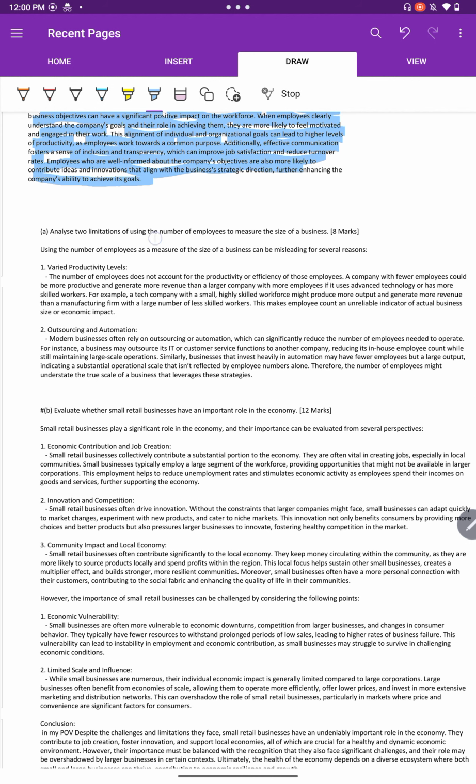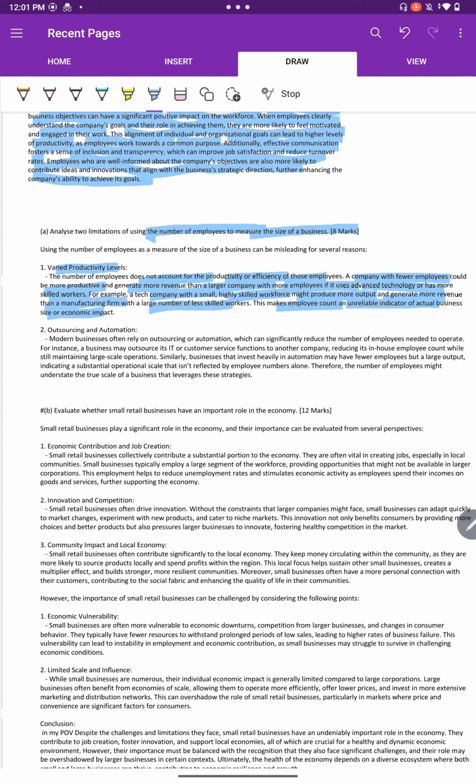So, analyze two limitations of using the number of employees to measure the size of a business. The first limitation is varied productivity levels. The number of employees does not account for the productivity or efficiency of those employees. A company with fewer employees can be more productive and generate more revenue than a larger company with more employees if it uses advanced technology or has more skilled workers. For example, a tech company with a small, highly skilled workforce might produce more output and generate more revenue than a manufacturing firm with a large number of less skilled workers. So this makes the employee count an unreliable indicator of actual business size or economic impact.